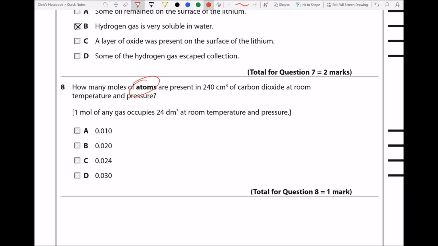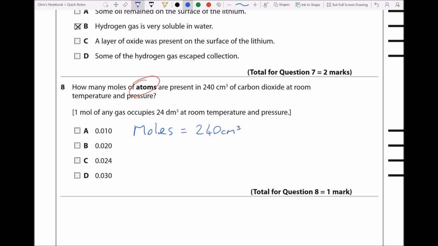So what we need to do is just work out the number of moles. Let's use blue this time. Going to go all multicolored. So we've got the number of moles. Now, we've been told that we have 240 centimeters cubed of carbon dioxide at room temperature and pressure. So that's exactly what we're going to put in there. 240 centimeters cubed.